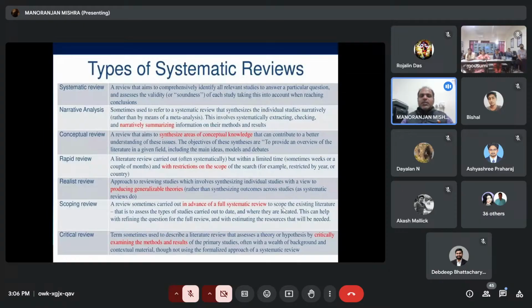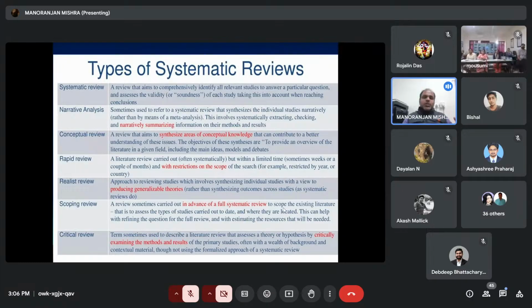You can also go for a realistic review, an approach to review studies which involves synthesizing individual studies with a view to producing a generalized theory rather than synthesizing outcomes across the studies. Basically, what you do is try to synthesize all these things and develop some theory.